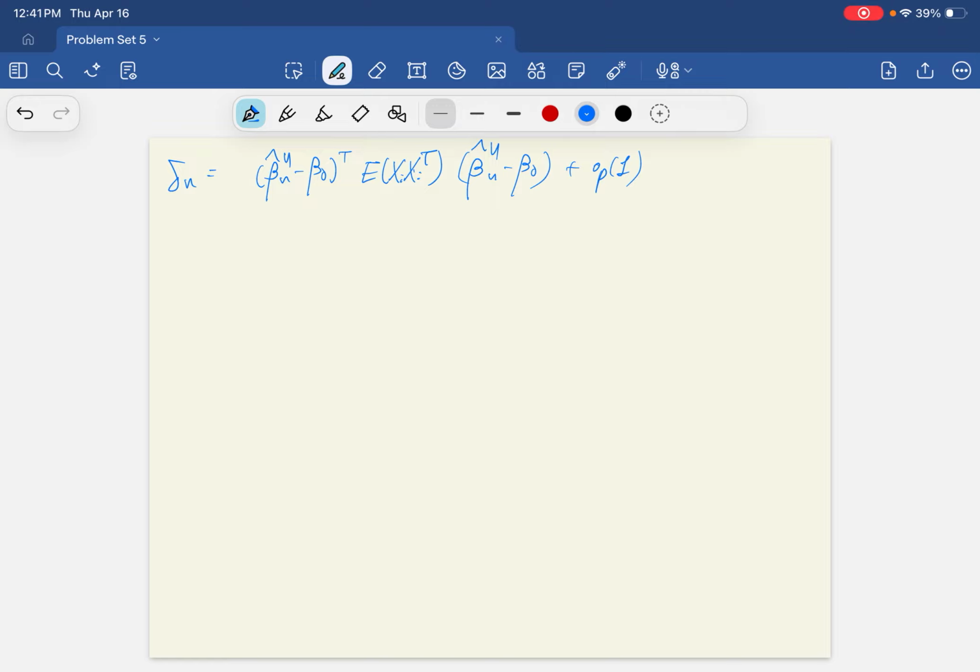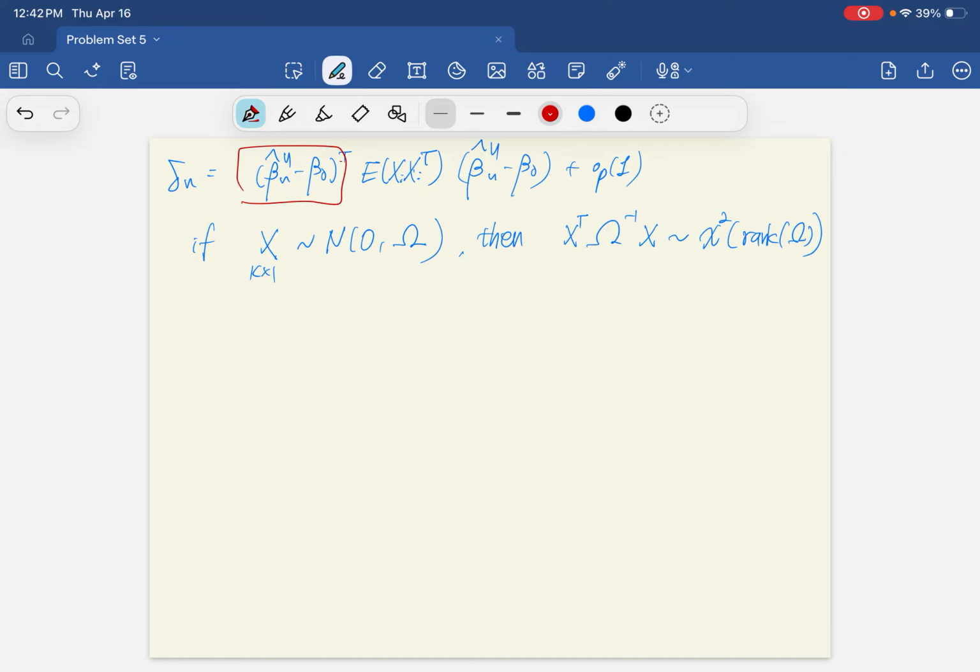Okay, and now, this reminds me of the chi-square thing. If x, a k by 1 vector, follows a normal distribution with mean 0 and variance omega, then x transpose omega inverse x follows a chi-square with degrees of freedom equal to the rank of omega. You may remember this, okay? Then we have a pretty similar form: something transpose, a matrix, times the same thing again.